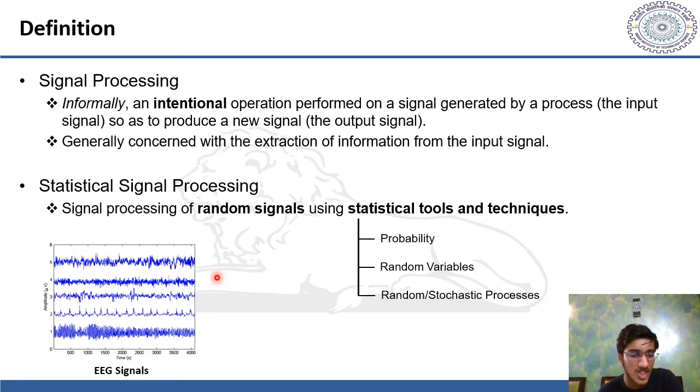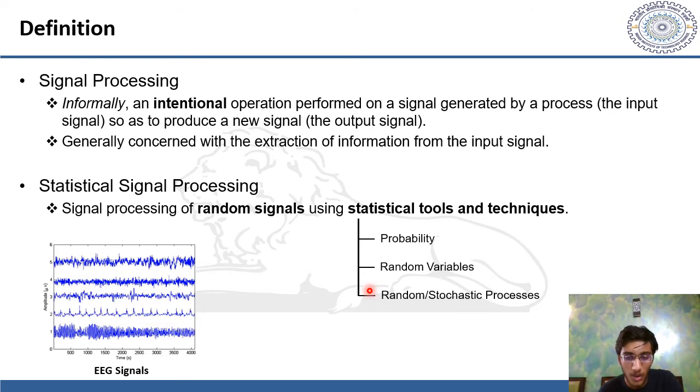And as a result, in order to deal with, for example, these EEG signals, which are random real life signals, or in general any kind of random signals, we need some statistical tools and techniques which revolve around the fundamental concepts of probability and random variables. And when we quantify the notions of probability and random variables in order to deal with the signal processing of random signals, we define a concept of random or stochastic processes.